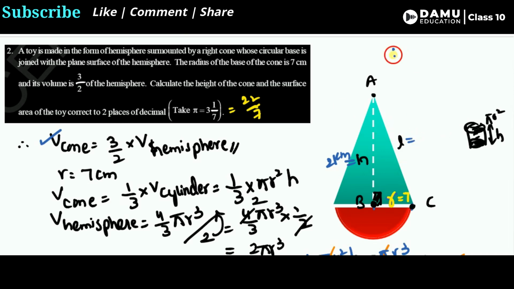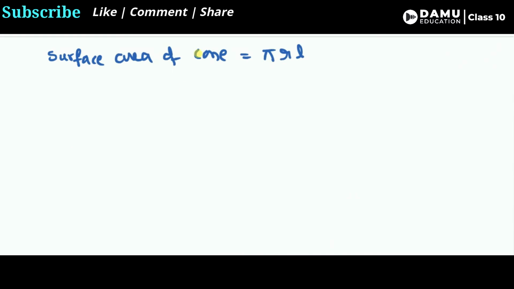From this right angle triangle, L is the slant height, here is the radius, and here is the height. So hypotenuse square, that is L square, will be equal to the sum of the squares of the remaining two sides. Based on this we are taking it for the cone. Surface area means we need to find this one. Let's find out what this is. This is h, here r, l.